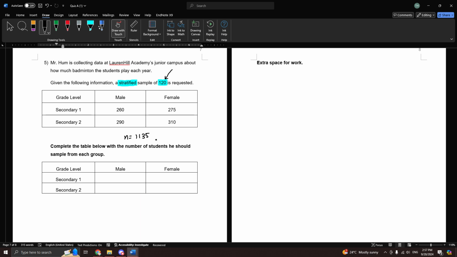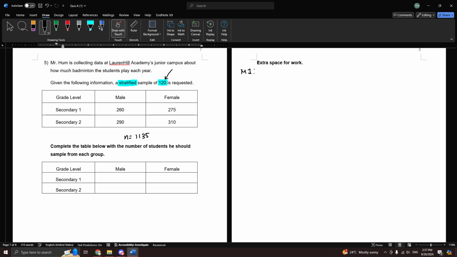Now, let's read the question. We want to complete the table below with the number of students that I should sample from each group. Perfect. So let's start one at a time. I'll be right back. Let me just pull out my calculator. Okay, so let's start with the male Sec 1 students.